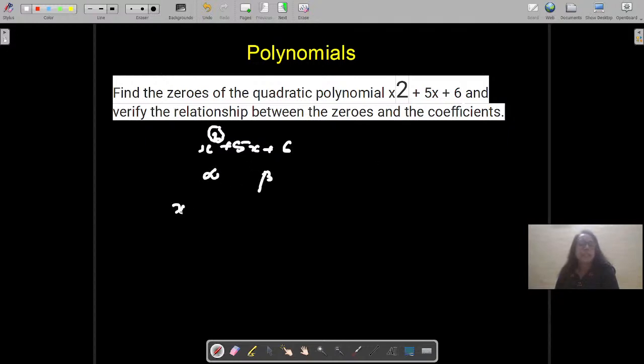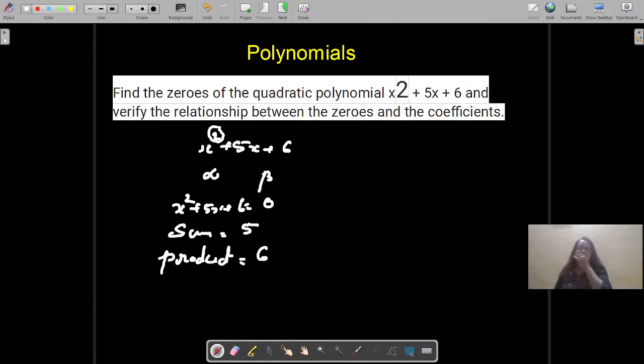That is, x square plus 5x plus 6 is equal to 0. Here the sum is equal to 5 and the product of the 2 zeros is equal to 6. Now we have to find the 2 zeros. The product is 6 and the sum is 5. When you multiply two numbers, we have to get 6, and when you add two numbers, we have to get 5.